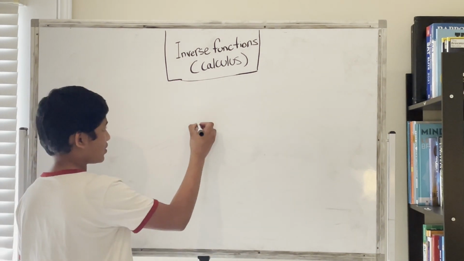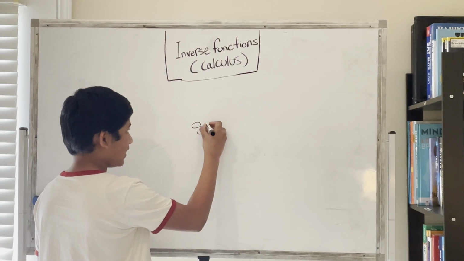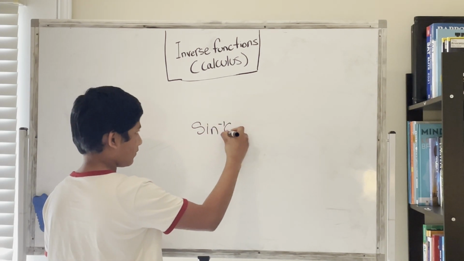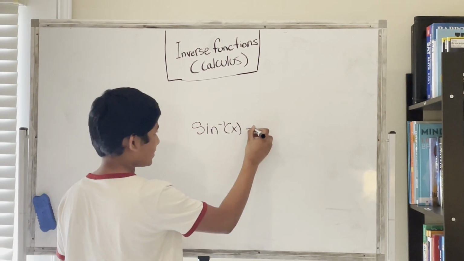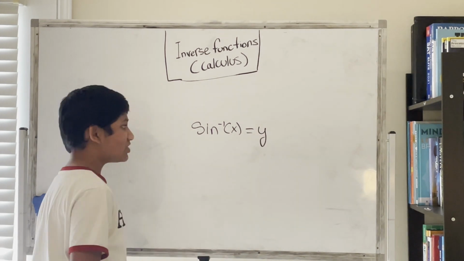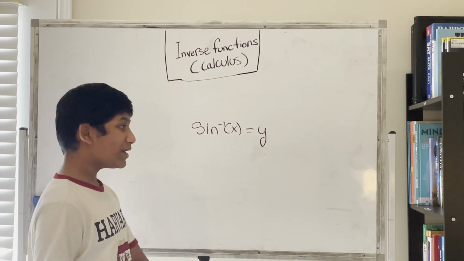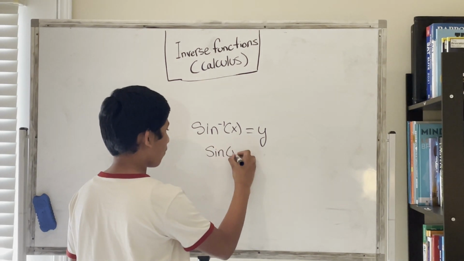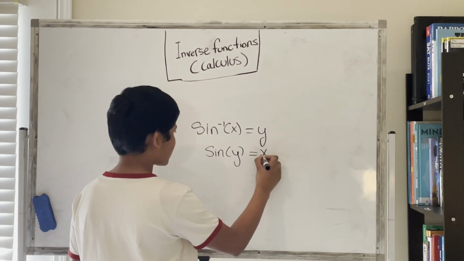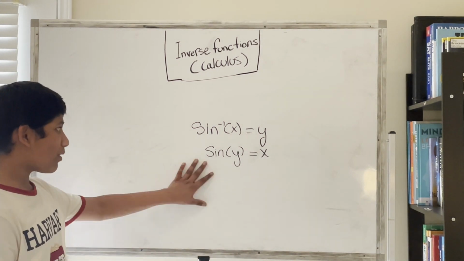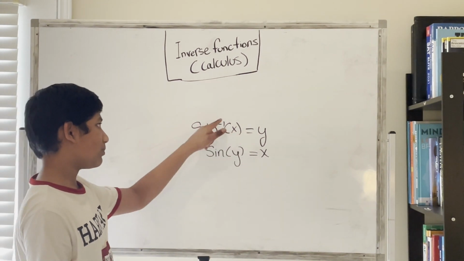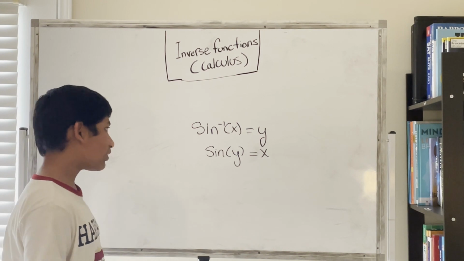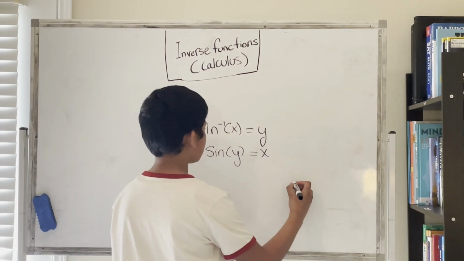So let's start with the inverse sine. So the inverse sine or arcsine of x is going to be equal to y. Now let's just make a definition of this. We know that the sine of y is going to be equal to x. Now, this may seem awkward because how did I just switch the variables and change this? To make it more clear, let's just do something to both sides.